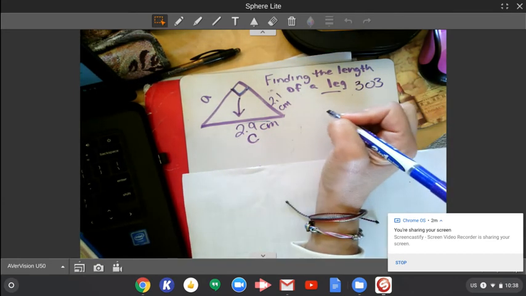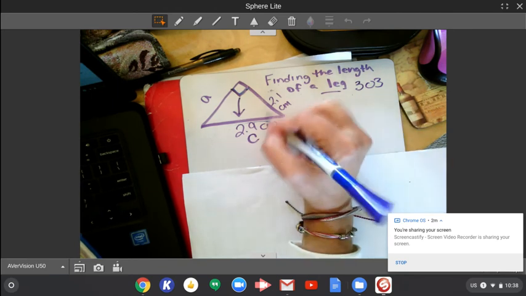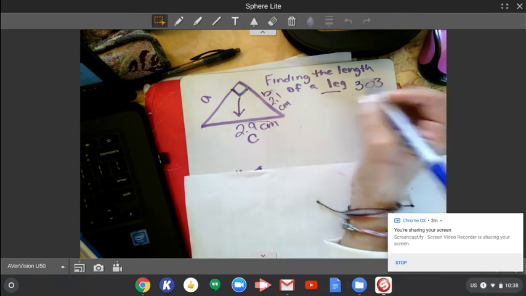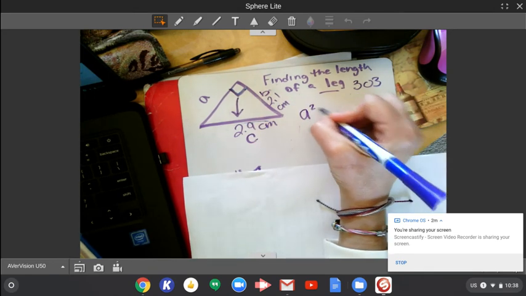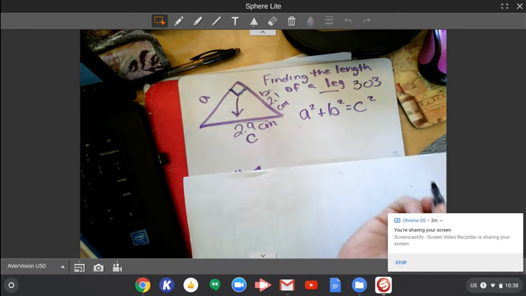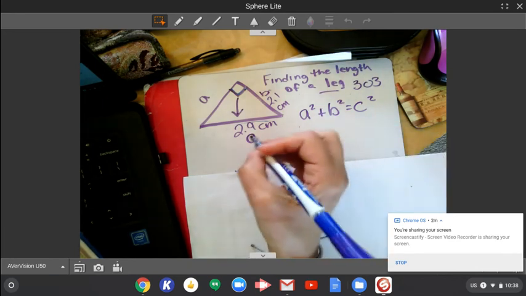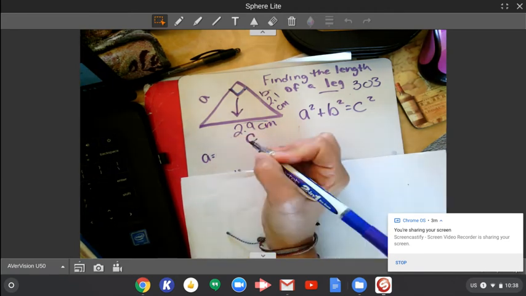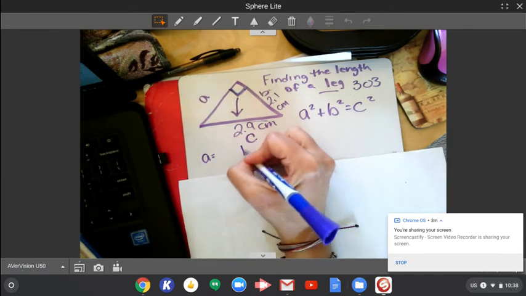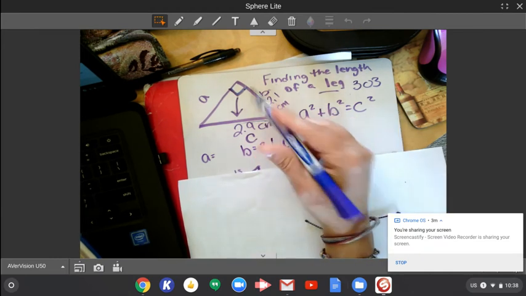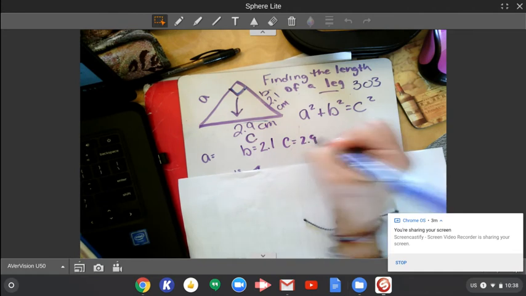So I know I'm going to find A given B and C. C is, again, the one across from the right angle. So I'm going to write out the Pythagorean theorem. Make sure you write this in your notebook if you need to write this each time. So we're going to write out A. I don't know what that is, so I'll just leave it blank. B, that's 2.1 because it's a leg. And C, I know it's the hypotenuse, is 2.9.